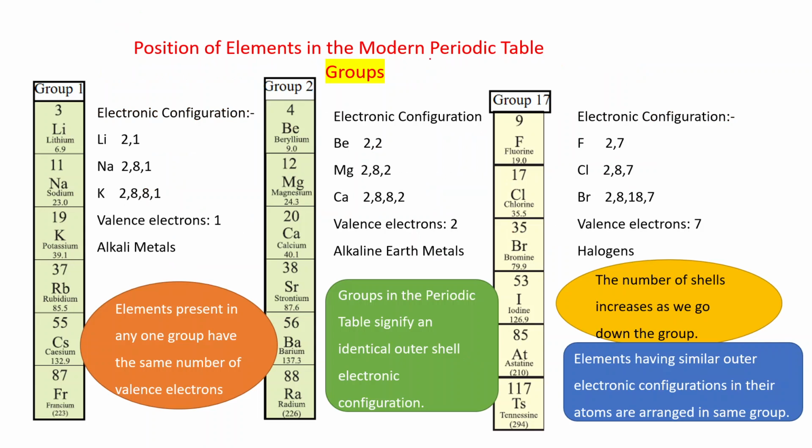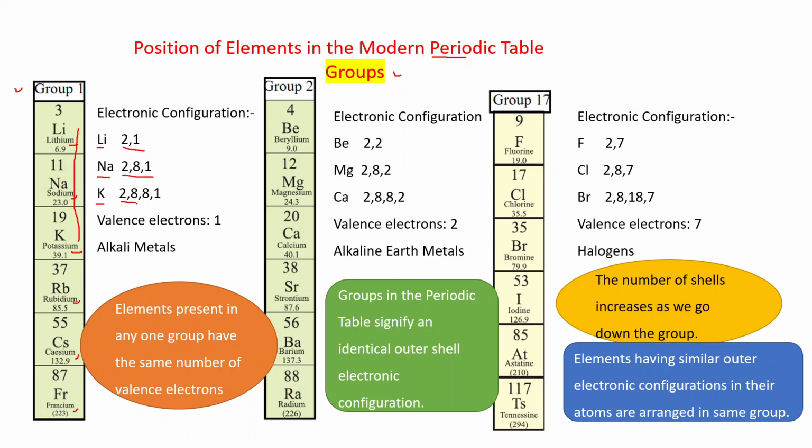Positions of elements in the modern periodic table. First, we'll discuss groups. These are the elements of group 1: lithium, sodium, potassium, rubidium, cesium and francium. First, write the electronic configuration of the first 3 elements, which we discussed in class 9. Lithium: 2, 1. Sodium: 2, 8, 1.